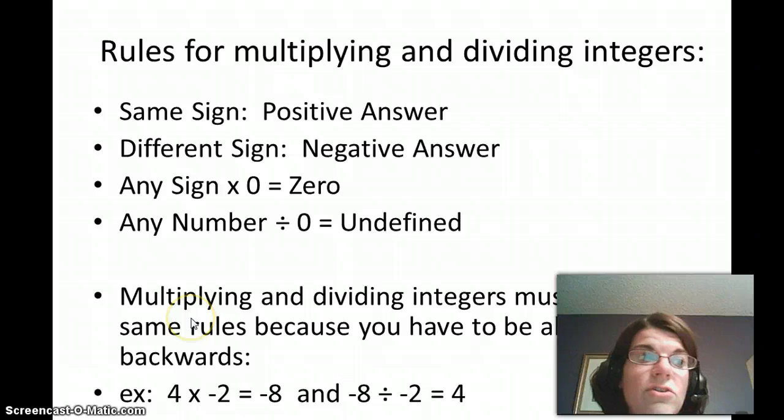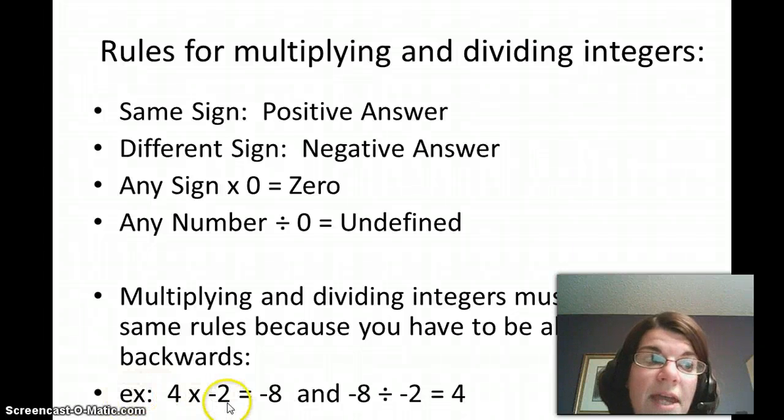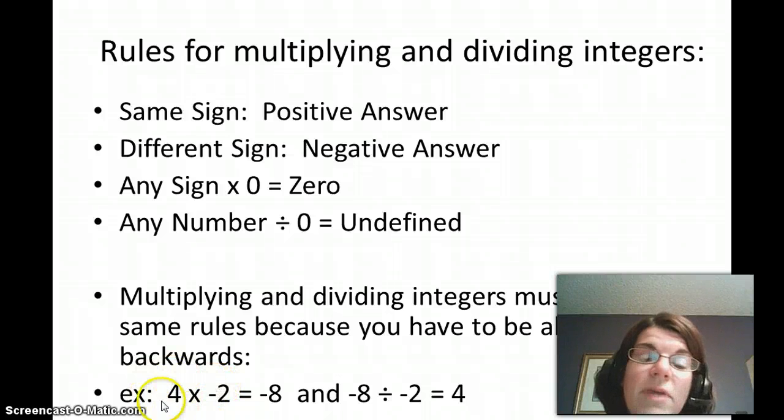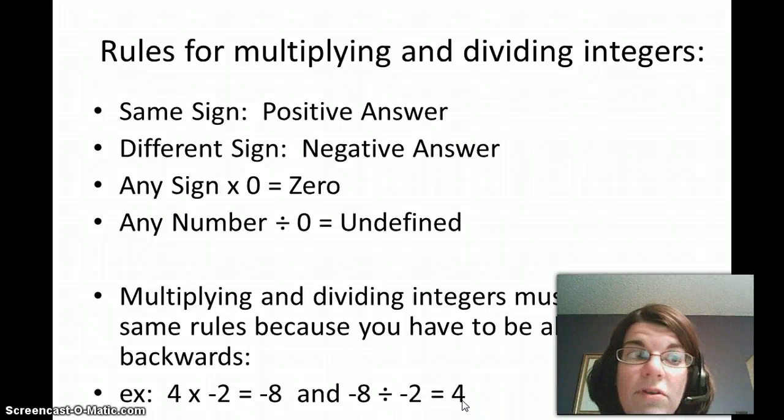Multiplying and dividing integers must have the same rules. So again, same sign positive, different sign negative. And the reason for that is because they're inverses of each other. Take a look at this example on the bottom. 4 times negative 2 gives you a negative 8. A positive times a negative is a negative. If I'm dividing, if I work my way backwards, negative 8 divided by negative 2 then has to give me a positive 4 working backwards. So a negative divided by a negative would give me the positive 4 back. Because they're inverses of each other, I end up having to have the same rules.